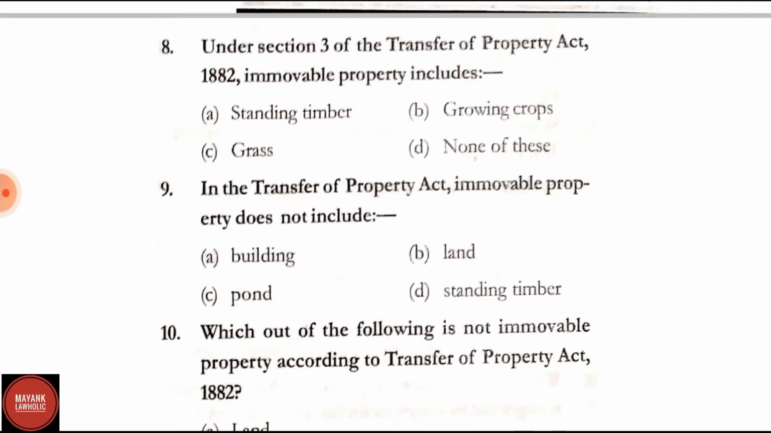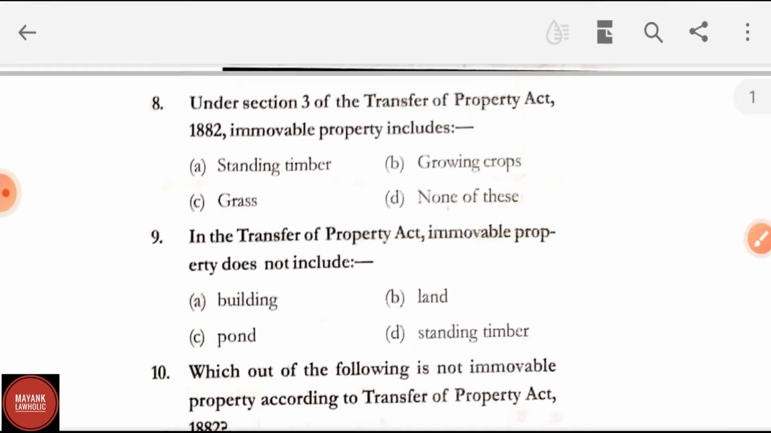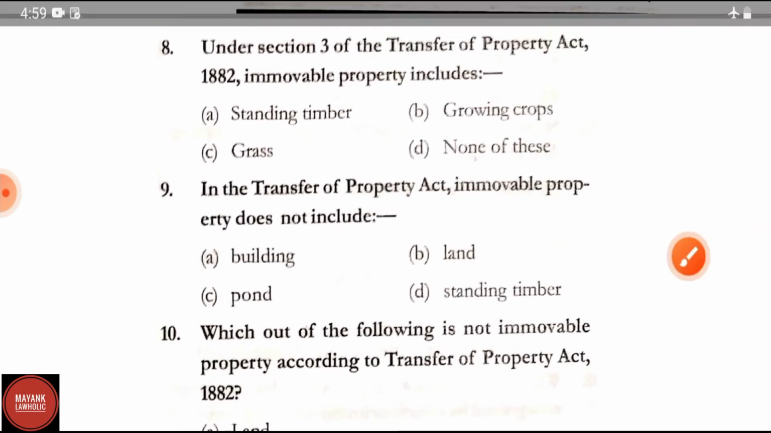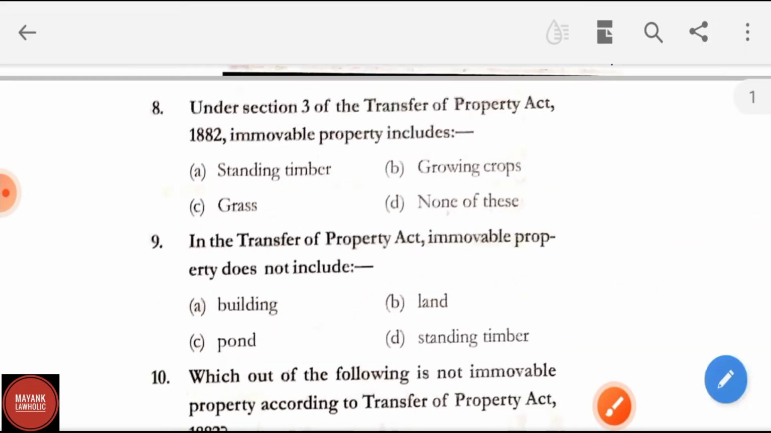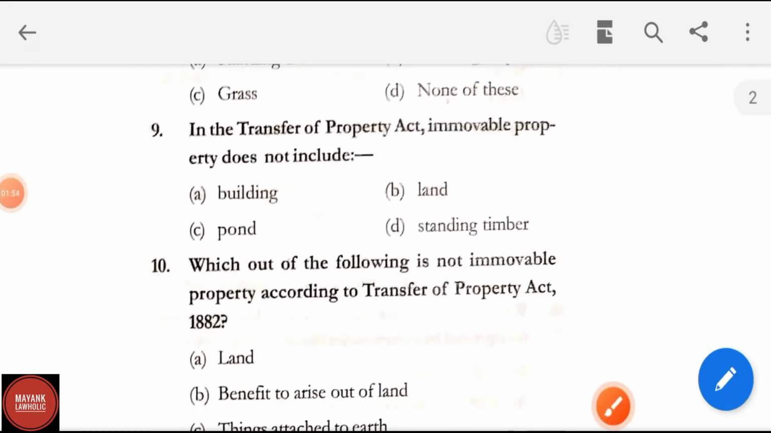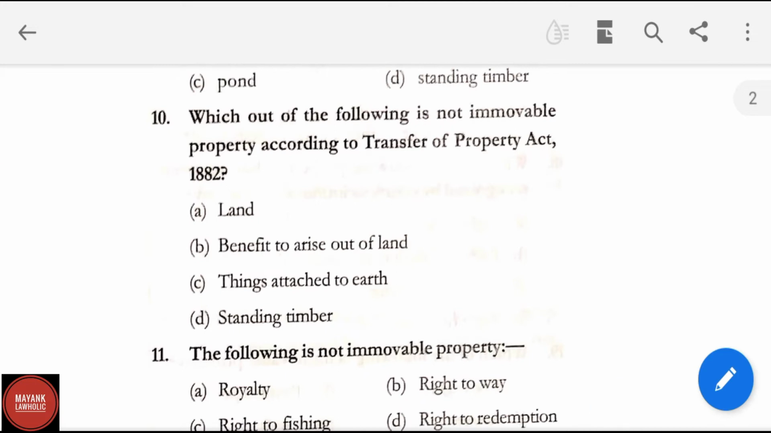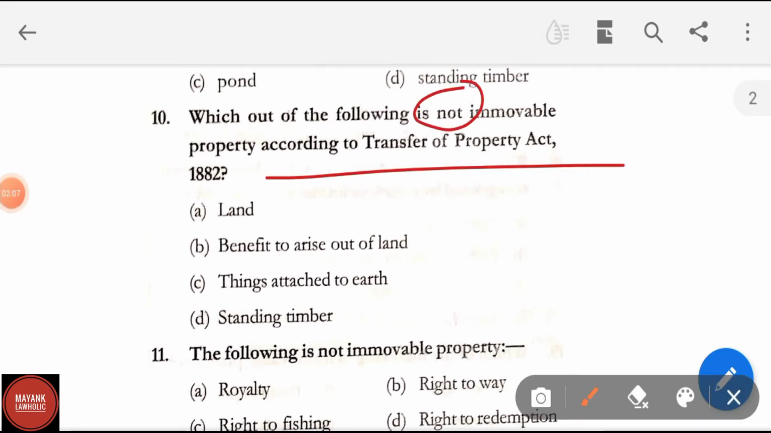Question number 8. Under Section 3 of the Transfer of Property Act, immovable property includes: standing timber, growing crops, grass, none of these. Here the correct answer is none of these. Question number 9. In the Transfer of Property Act, immovable property does not include: building, land, pond, standing timber. Correct answer is D, standing timber. Question number 10. Which of the following is not immovable property according to the Transfer of Property Act 1882? Land, benefit arising out of land, things attached to earth, standing timber. Here correct answer is option D, that is standing timber.